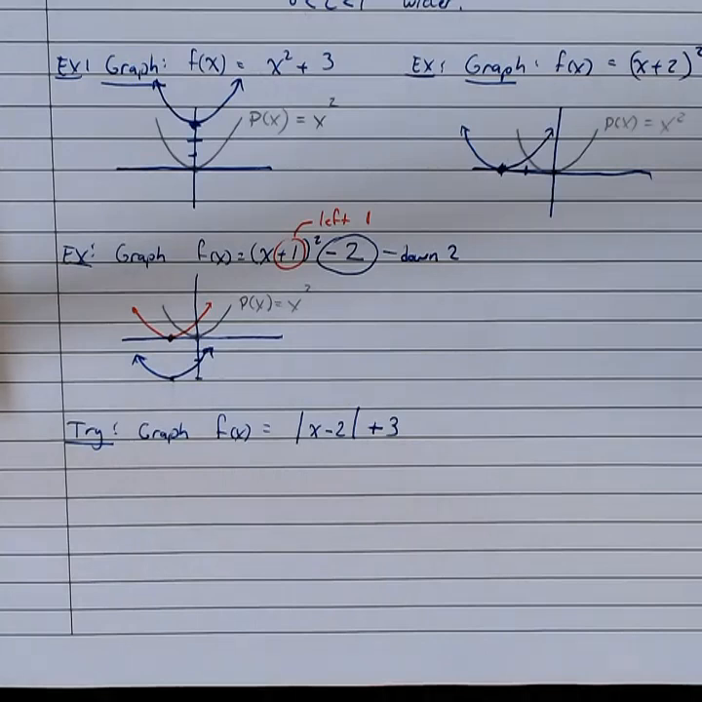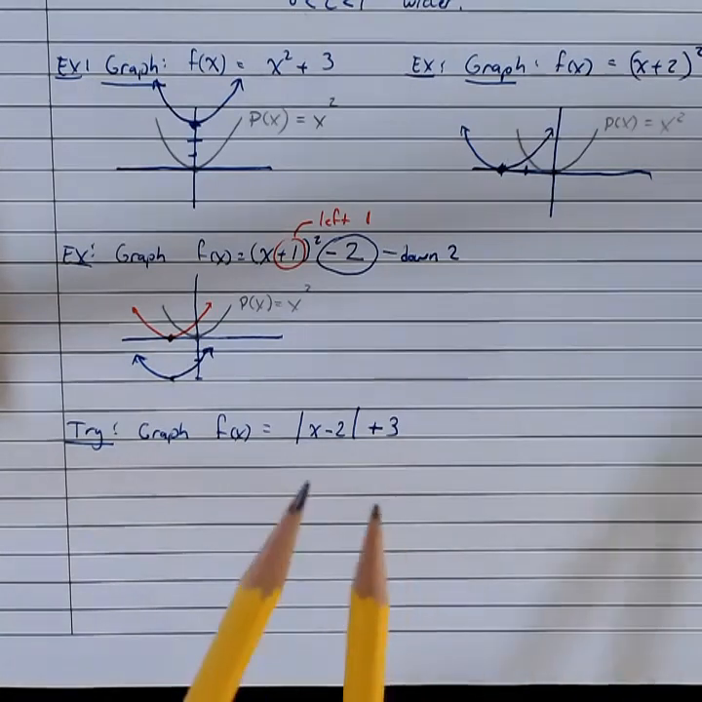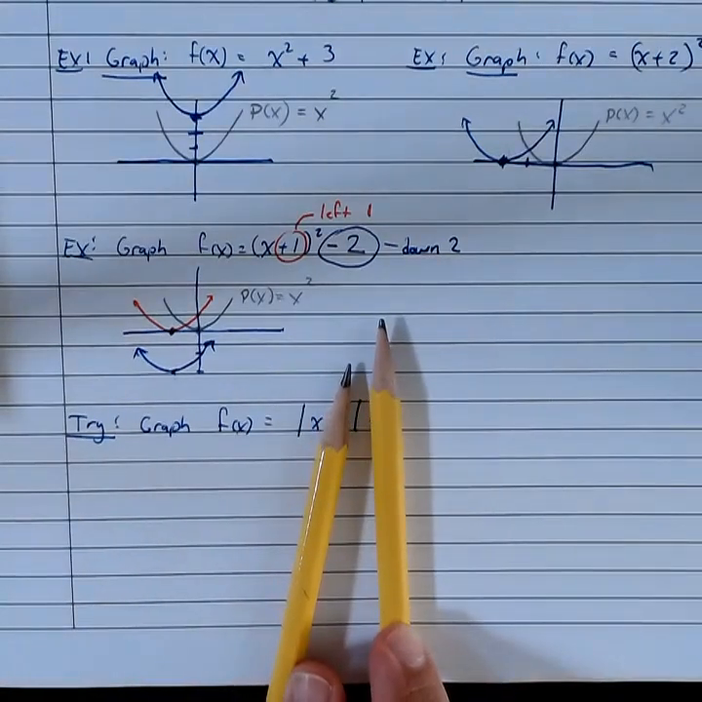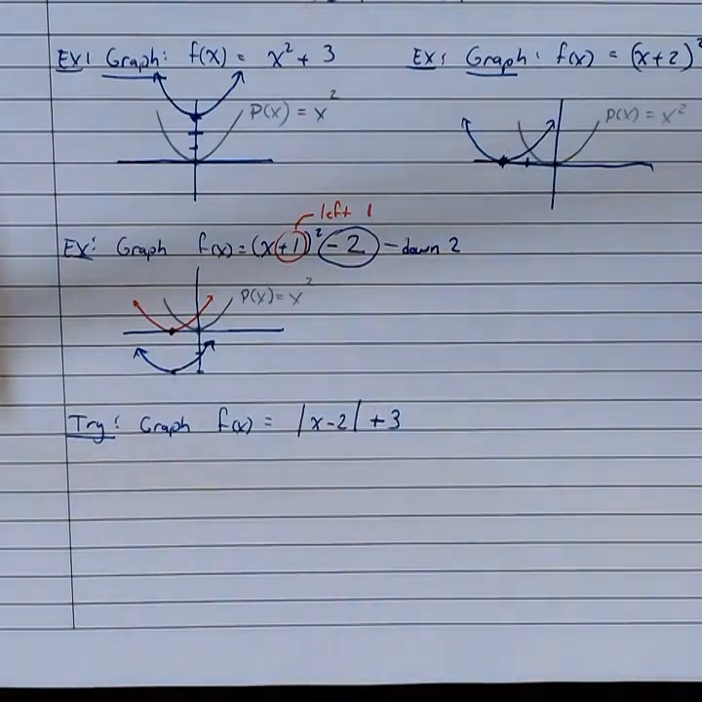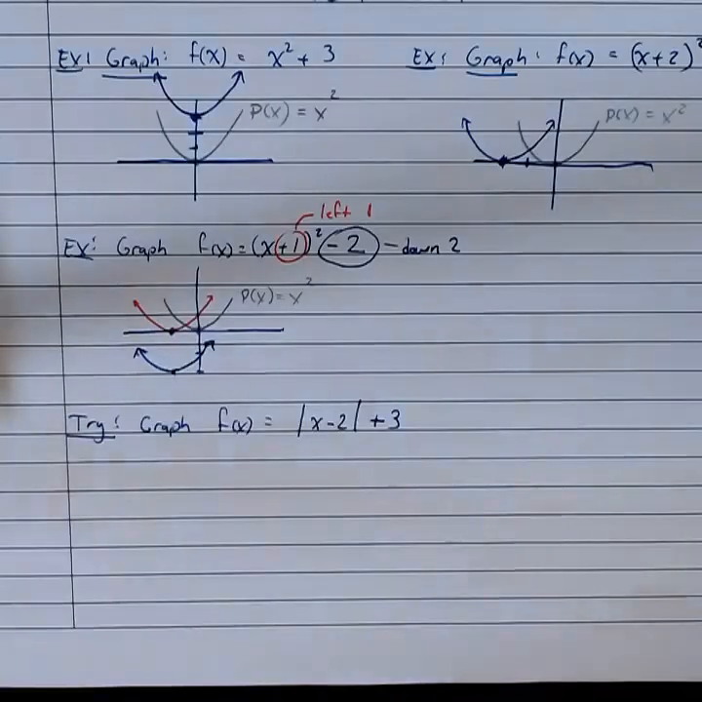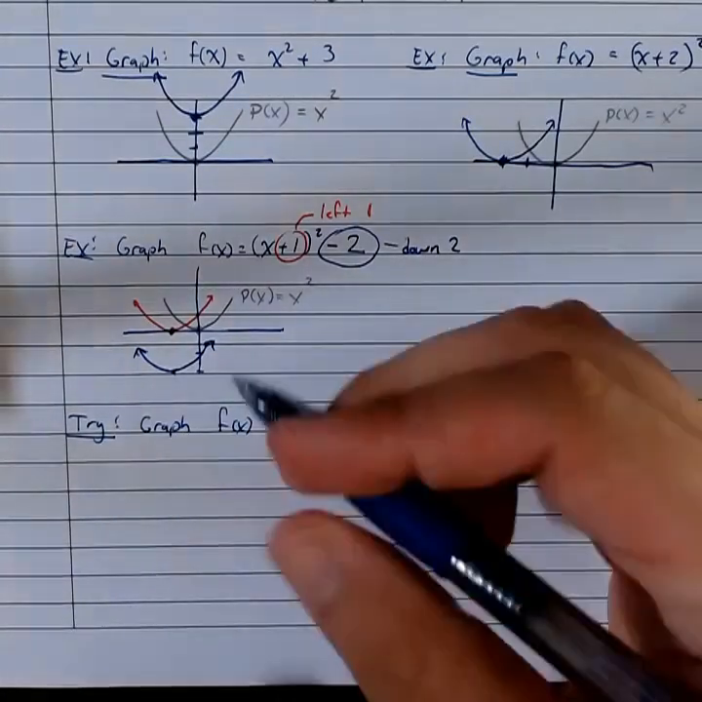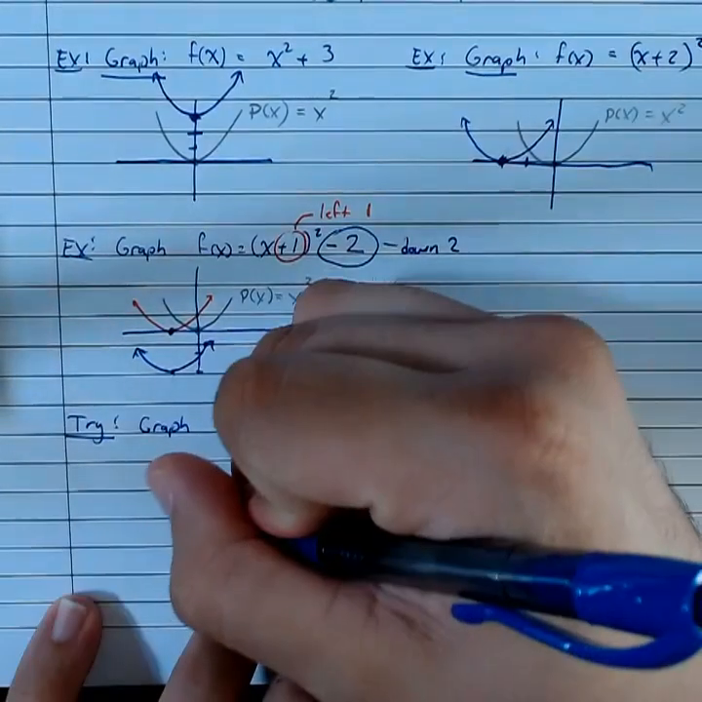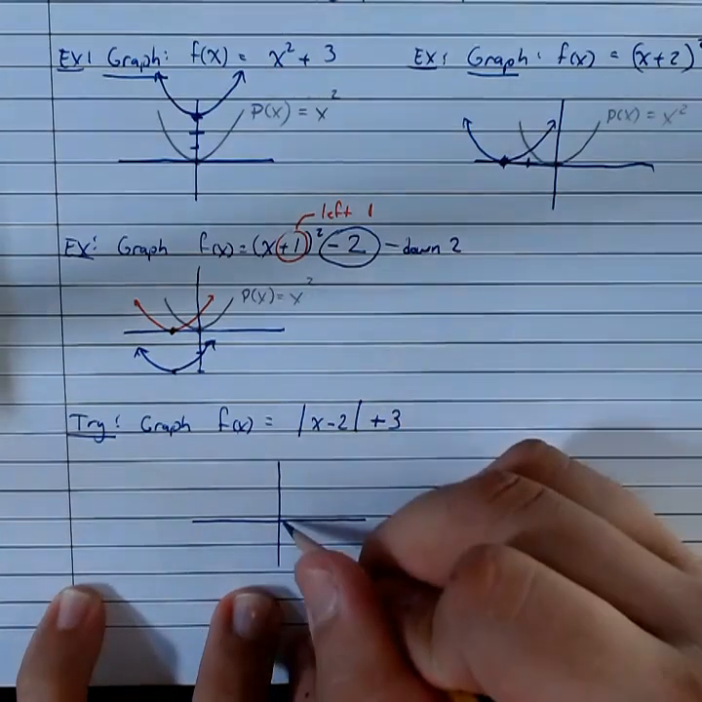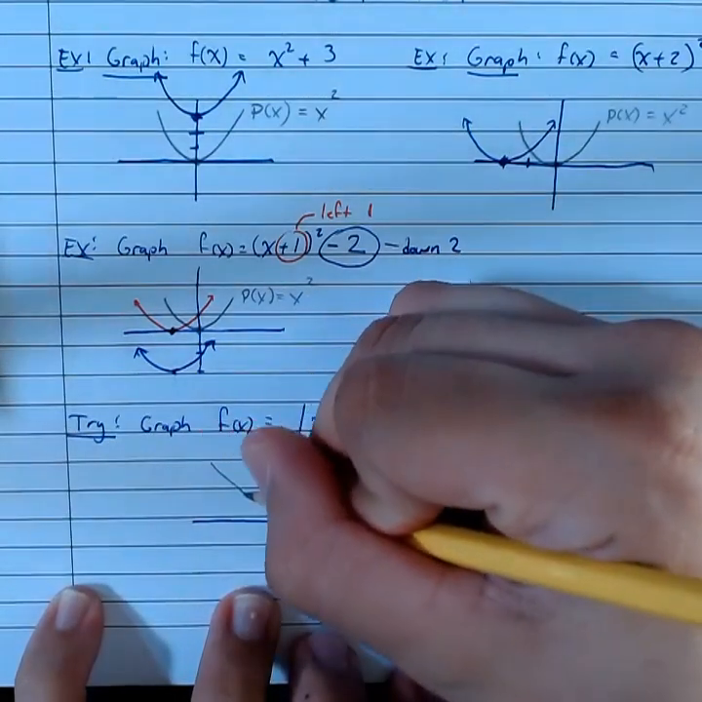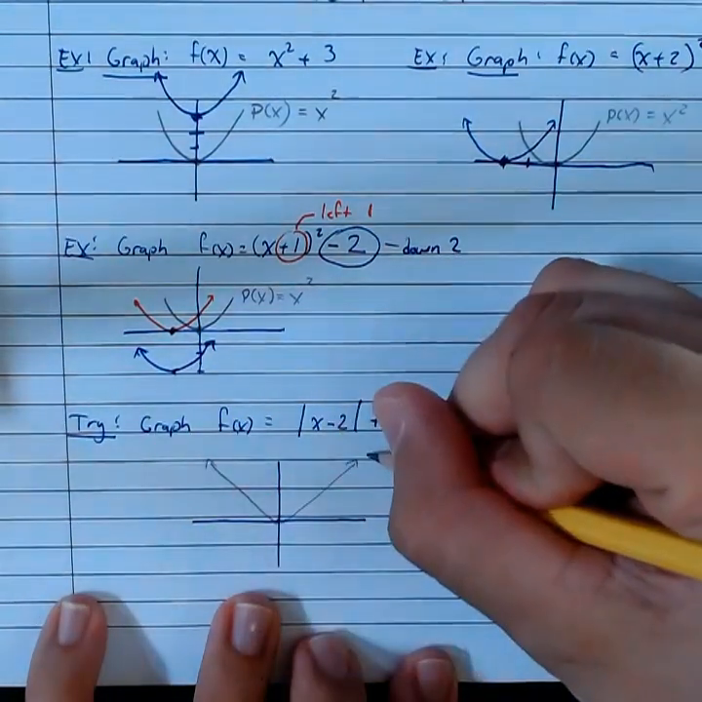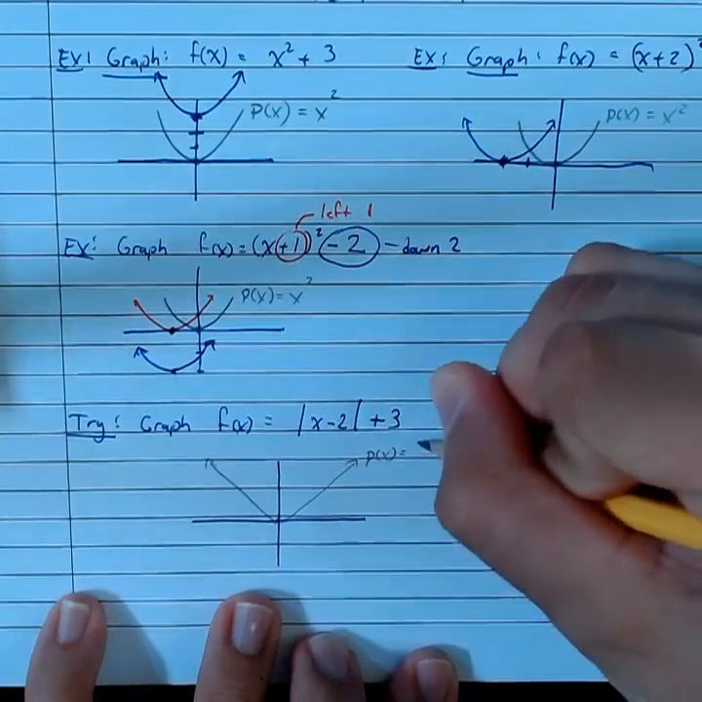So if you ignore everything but the most basic part of this function, if you ignore all the extra additions and subtractions, this is basically just the absolute value of x. And we know what that looks like. That's this graph. So this will be our parent function, which we will then modify. All right, so we're going to start off with our parent function. That's that V shape, like that. It's going to cross through the origin. And I'll call this P of x equals the absolute value of x.